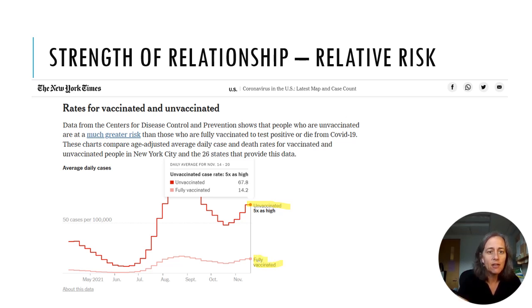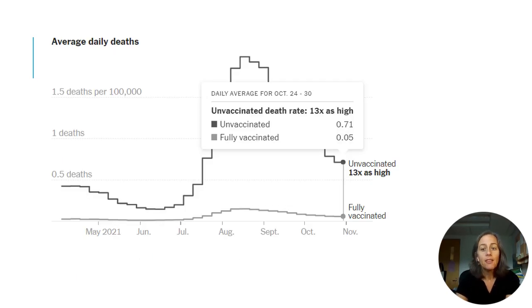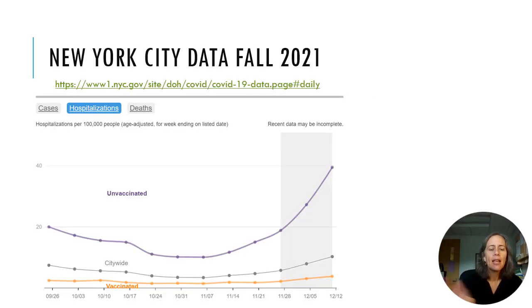And what they found is that the incidence rate was 5 times as high in people who were unvaccinated. So they were 5 times more likely to get infected than people who'd been vaccinated. The death rate, interestingly, in those early days, so this is November of 2021, still relatively early in the pandemic, was 13 times as high. So the relative risk of death for being unvaccinated was 13, right? So not good.